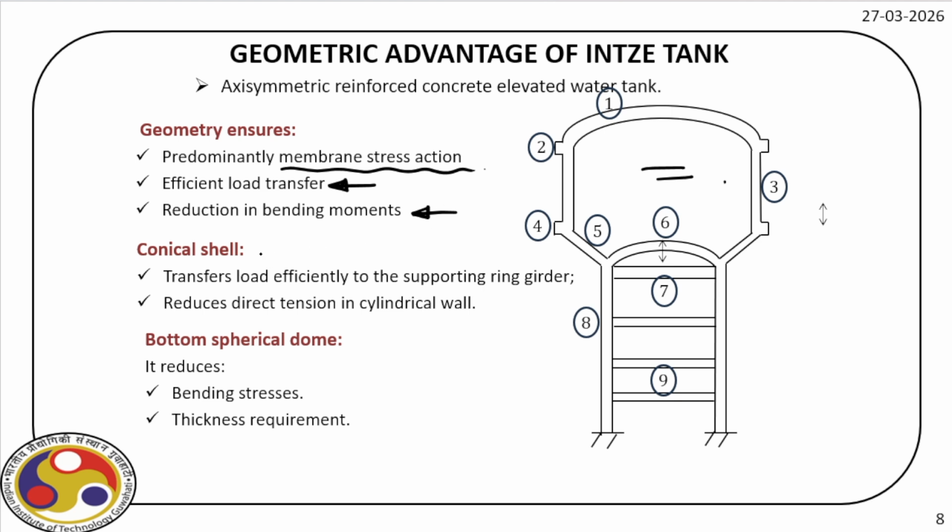Then let us first focus on the conical shell. So load transfer is efficient. It is effectively transferred to the ring girder and reduces direct tension on cylindrical wall, right? Then there is a spherical dome at the bottom. It reduces bending stress and the thickness requirement, right?